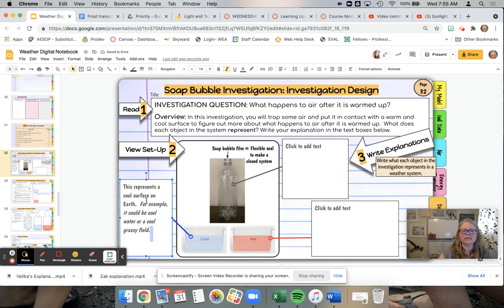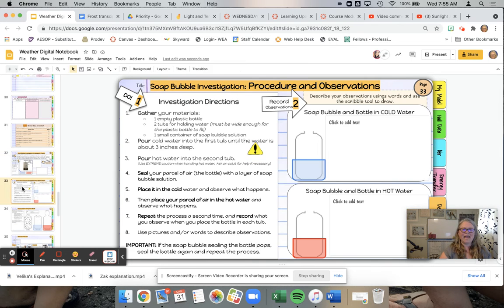Okay, so this represents a cool surface on Earth. For example, it could be a cool water, it could be a cool grassy field, it could be the surface of a car. I mean, it really could be any surface. Okay, and then you would do the same thing for the hot water. And then this air in here, inside the bottle, this is just the air that's in the atmosphere, specifically the air that is coming in contact with the surfaces of Earth. So you will fill in these 3 boxes, and then the fun part, you can do the investigation.